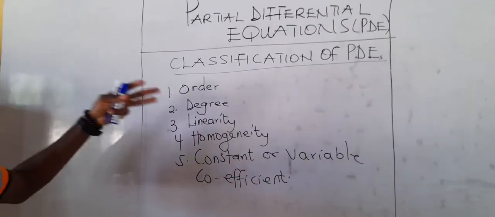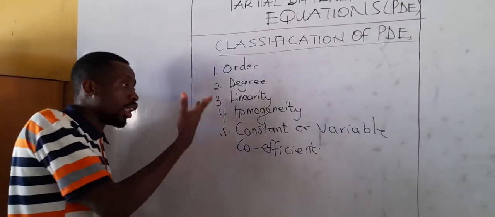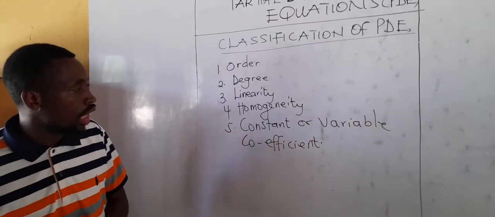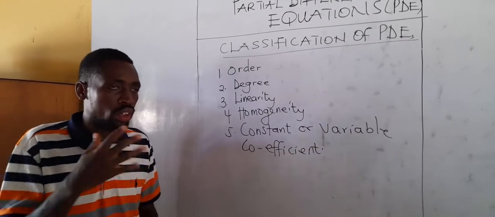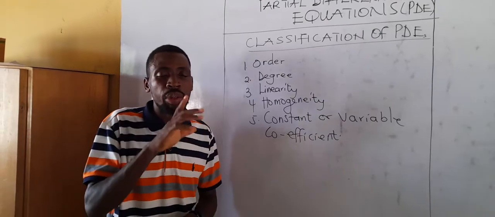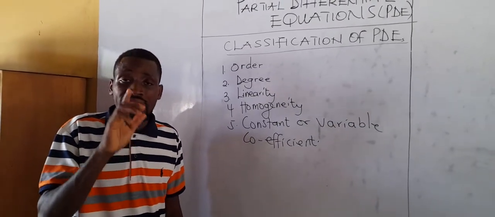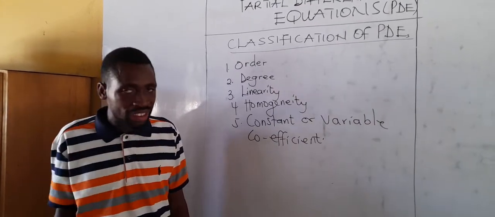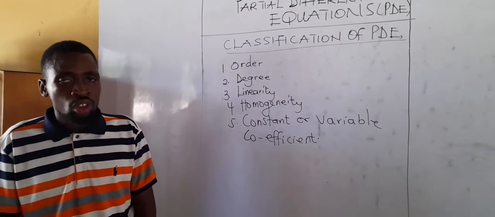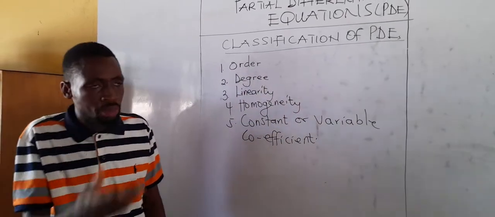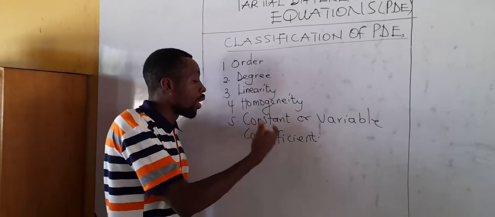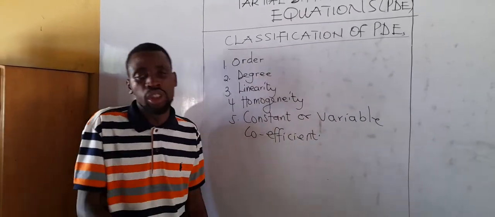I took you through how we can determine the order of a partial differential equation. We talked about the degree, and when a partial differential equation is said to be linear, and we gave a lot of criteria for that. Today we'll continue with the linearity. Remember, when a partial differential equation is non-linear, that is, it does not satisfy the three conditions, then it is either semi-linear, quasi-linear, or fully non-linear. So we'll continue with that. Then we talk about homogeneity, where a partial differential equation is either homogeneous or non-homogeneous. Then we also continue with whether it has a constant or a variable coefficient. So please come with me.